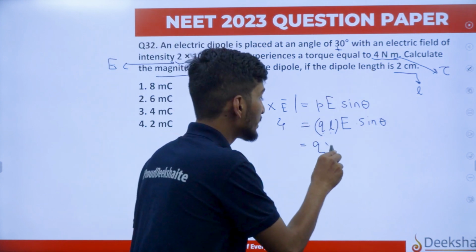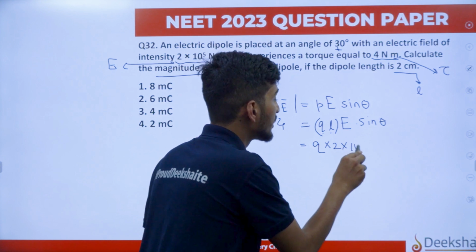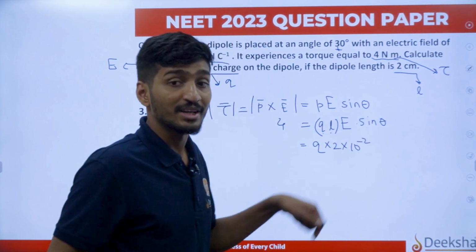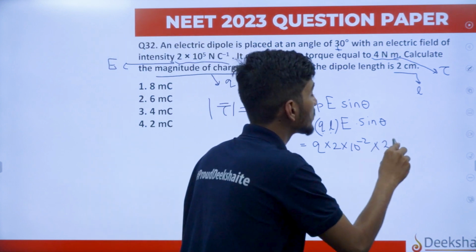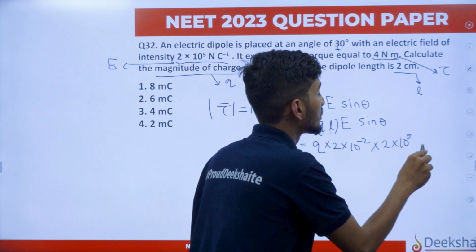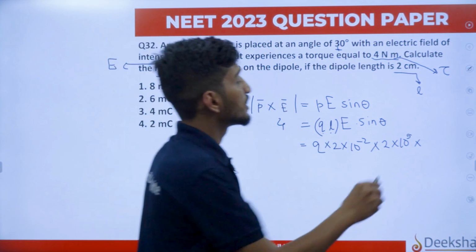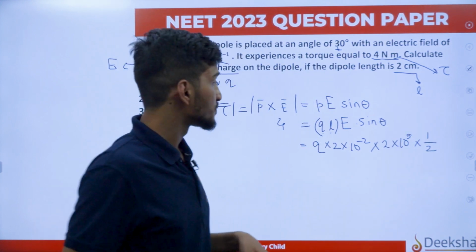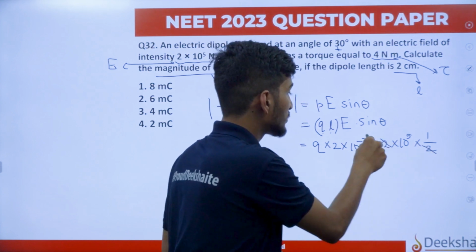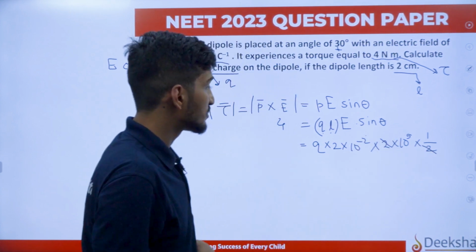Length of the dipole is 2 centimeters, so let's write it as 2 into 10 to the power minus 2, for centimeters. E is given as 2 into 10 to the power 5. Sine 30 is 1 by 2. So these will cancel and become 10 to the power 3.